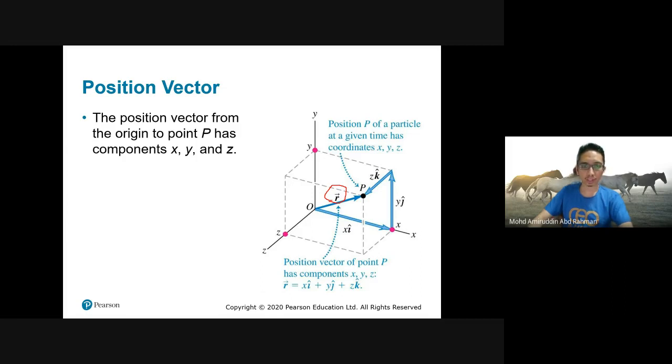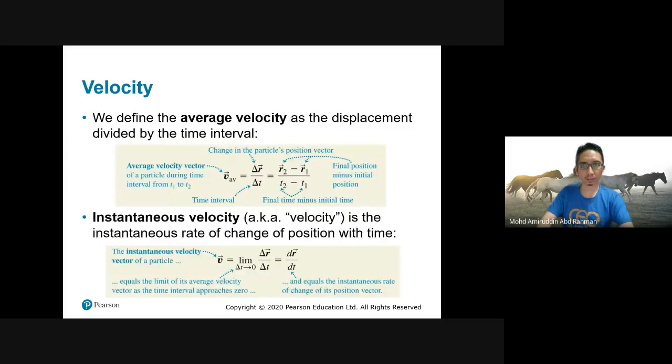Okay, so this position vector will be described by the vector of x, y, and z, which is over here. We define that in terms of i, j, and k. So that is the position vector. Over here, the average velocity is defined as the displacement divided by the time interval. So that's for the average velocity.